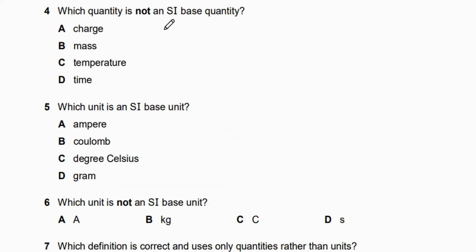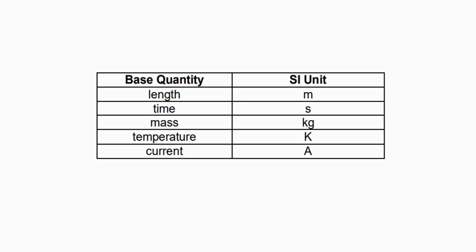In order to be able to answer the next few questions, you need to memorize the contents of this table. This table gives the base quantities that you need to know for AS physics together with the SI units. So these are SI base units. The base quantities, of course, are length, time, mass, temperature, and current. And the SI base units are meters, seconds, kilograms, Kelvin, and amperes.